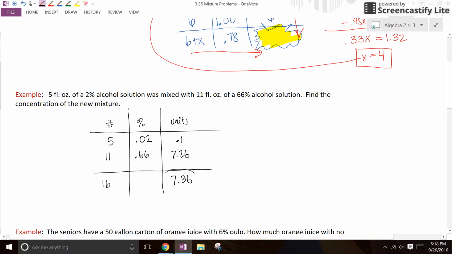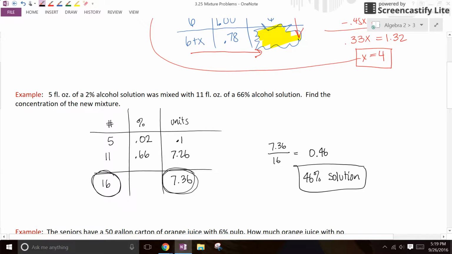So that's how many units of this chemical we have, and this is the total number. And so we are just going to divide that and expect a number somewhere between 66 and 2, right? So I will take 7.36 of acid divided by 16, and that will get me the percentage of what we have. So 7.36 divided by 16 is 0.46, I believe, or 46% solution. So you can see the chart can always give me the beauty answers.